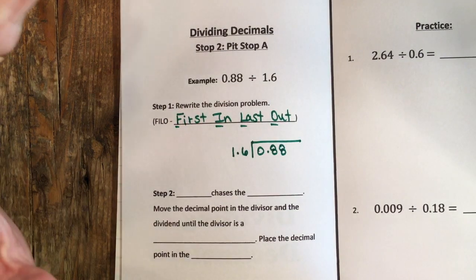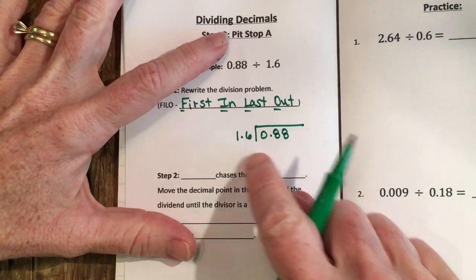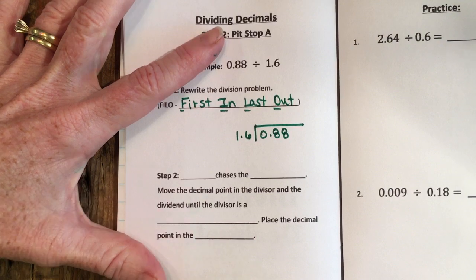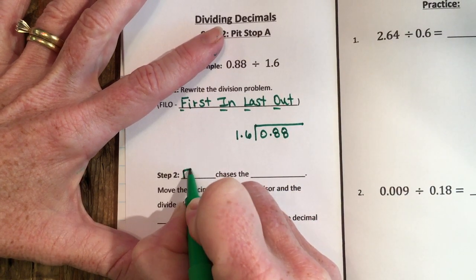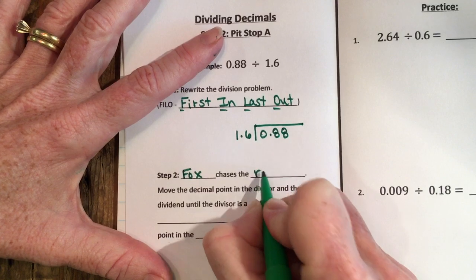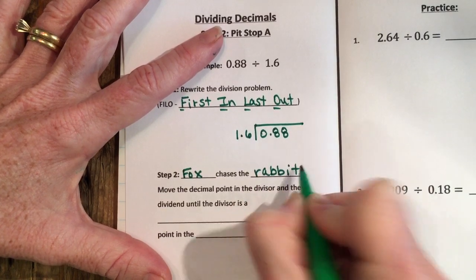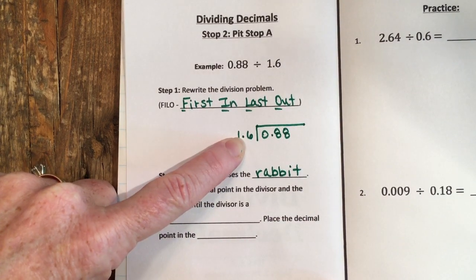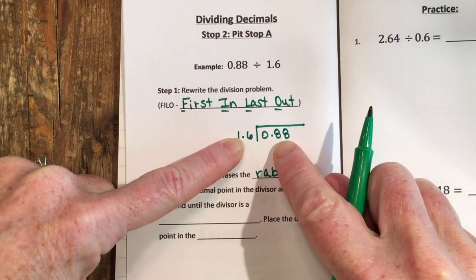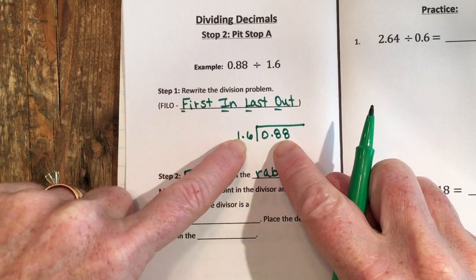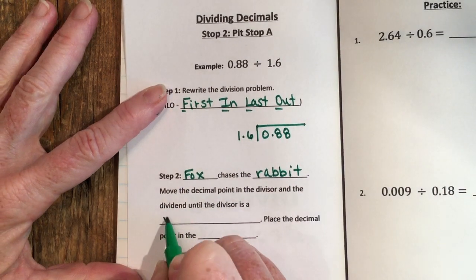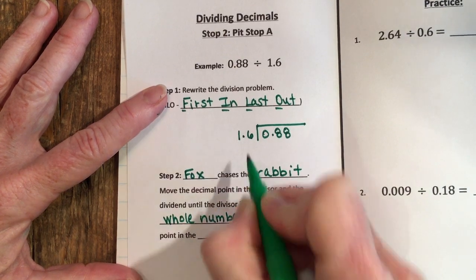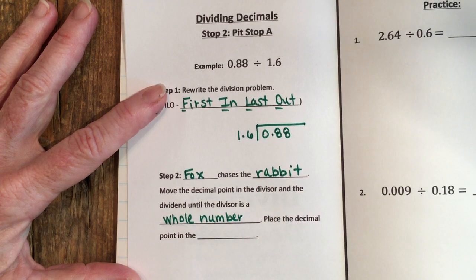All right, for the second step, we're going to move the decimal because we don't know how to divide by decimals. And to remember how to move the decimal, we're going to remember this little story, the fox chases the rabbit. And I'll explain it in a minute. But basically, you're going to move the decimal point in the divisor, that's the number out here, and the dividend, that's the number in here, until the divisor is a whole number. So we want to move that decimal over until it's not a decimal anymore, so that it's a whole number.